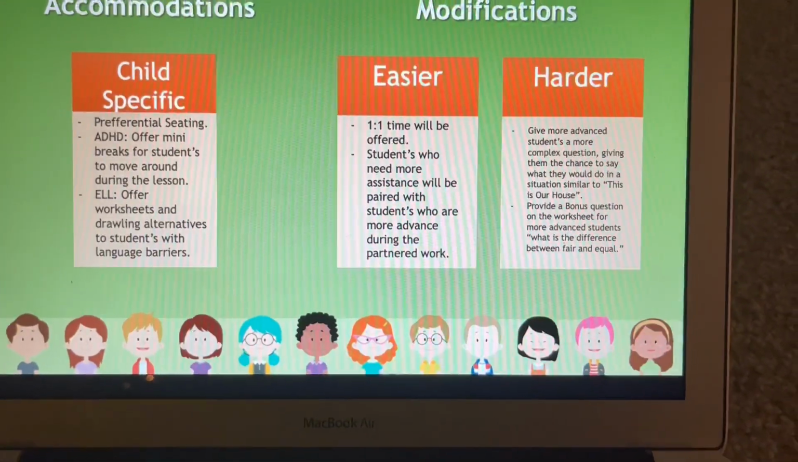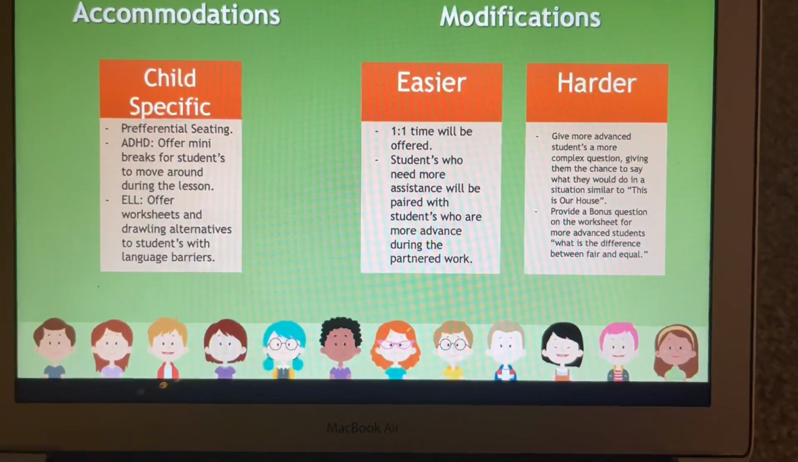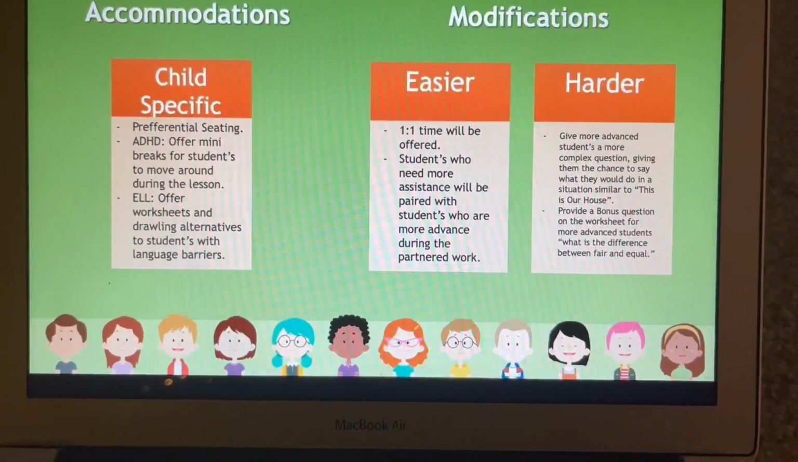And then I would also provide a bonus question on the worksheet for more advanced students: what is the difference between fair and equal? Just to try to see what they know. That's it.